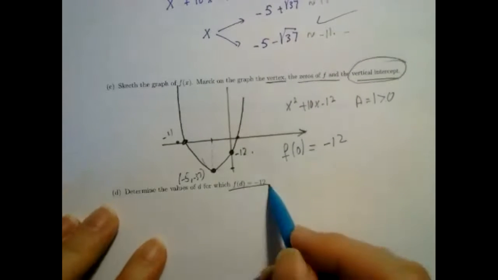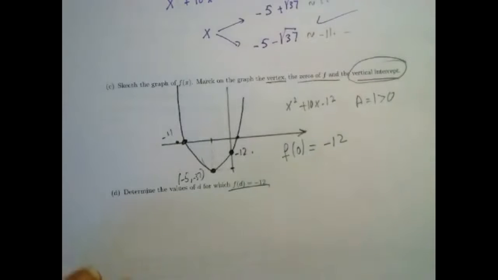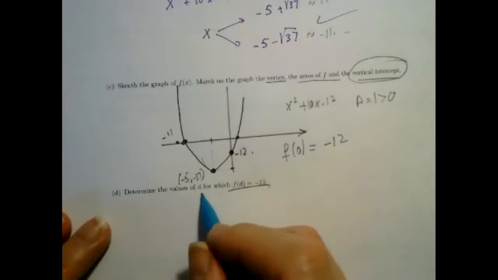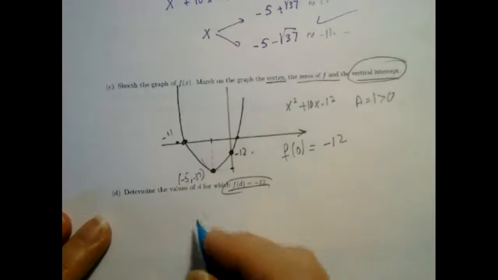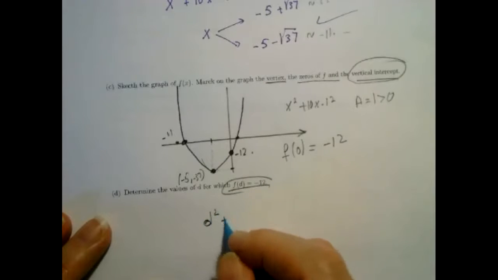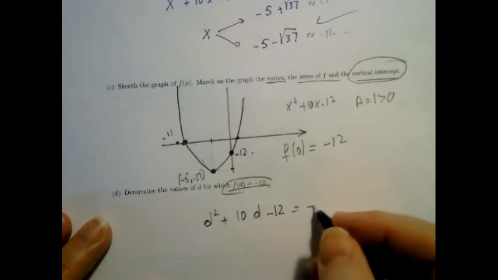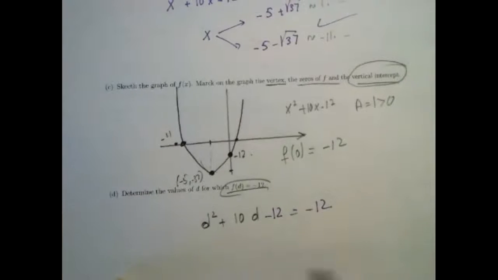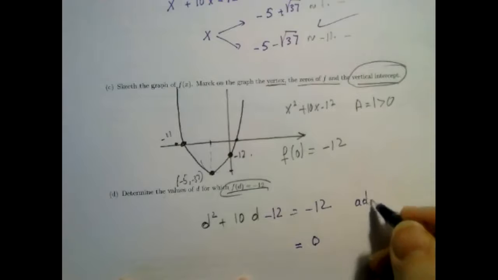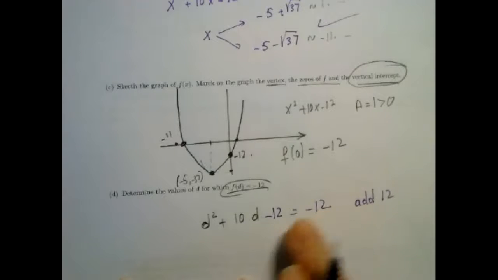Part d. Again, a lot of you messed up with d, and it should not be, it is not hard. What value of d makes f of d equal to minus 12? It means I need to set this equal to minus 12 and solve for d. Now how do we solve? This is a quadratic. To solve, I need to make one side totally 0, absolutely 0. To do that, I need to add 12 to both sides, plus 12, plus 12. And then I will end up with this equal to 0.